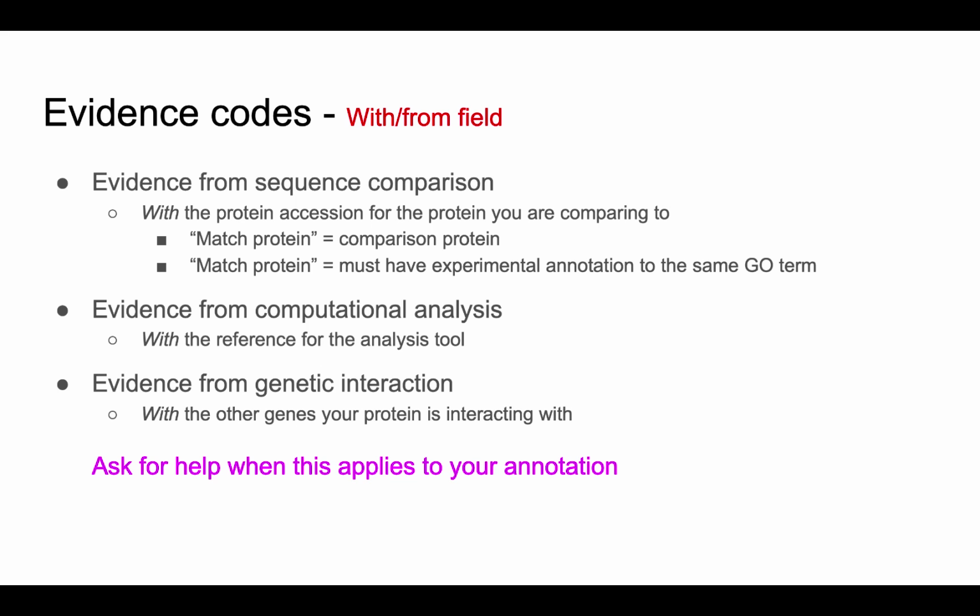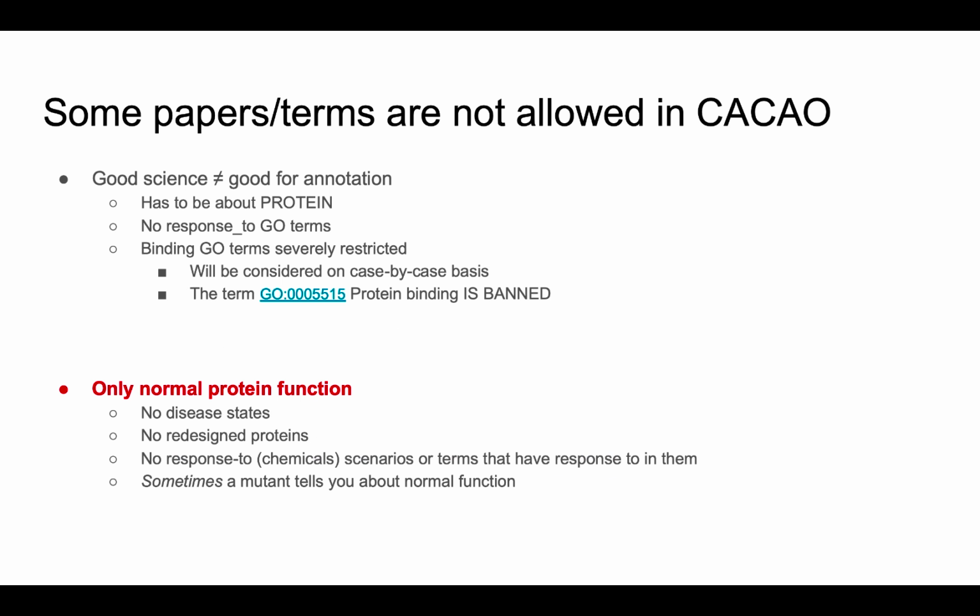And then the other one that you might need to use would be evidence from genetic interaction. There's a pseudo example of that in the paper that we read, where maybe you've got two different mutations in the same strain, and they're saying that when you've got these two things, then this thing happens. In that case, it depends on there being two proteins involved, and that's when you would need to have this with/from. So it's all going to be case dependent. If you need to do that, make sure you talk to us.